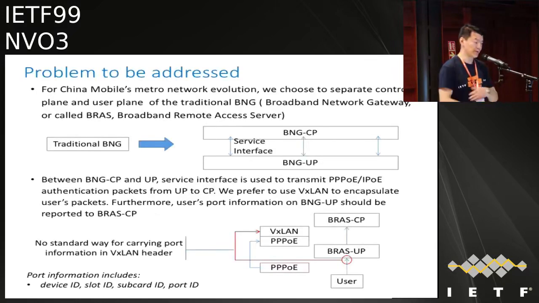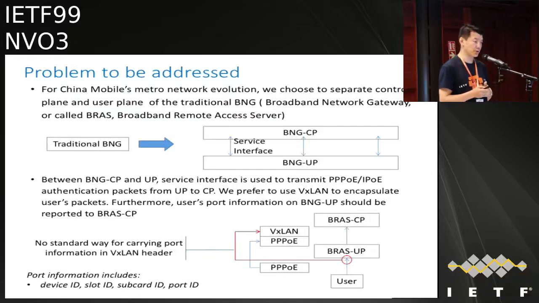Firstly, our problem is we are introducing a new architecture of BNG in our network. Compared to traditional BNG, we separate the BNG control plane and user plane into two parts. We will deploy the control plane in a centralized site and distribute the user plane as needed. Between control plane and user plane, there are several interfaces for CP and UP to exchange necessary information. One of the interfaces is the service interface. This interface is for the PPPoE or IPoE authentication packet exchange between CP and UP.